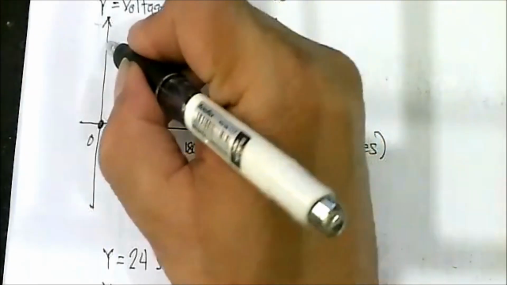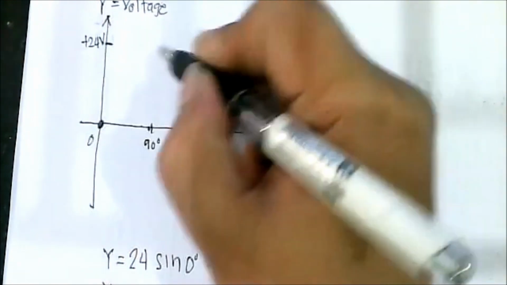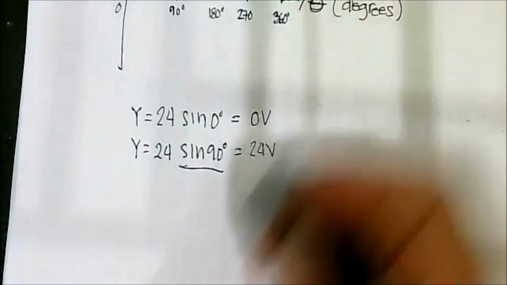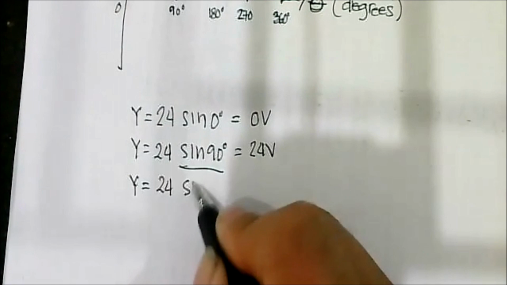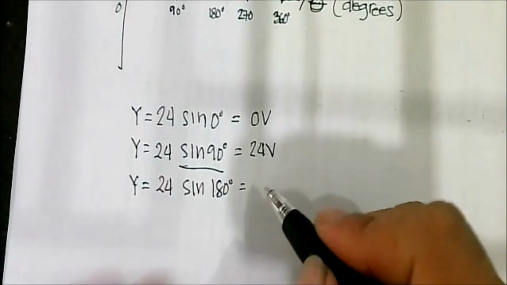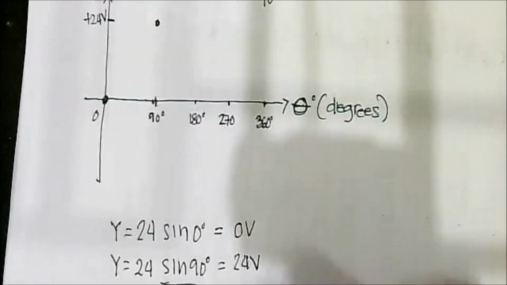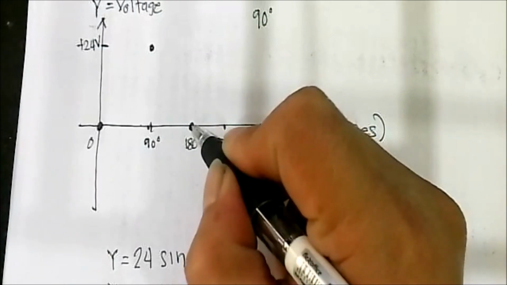So this is our positive 24 volts, 24 volts for 90 degrees. Next, y equals 24 sine 180, and sine 180 is 0 times 24, and that will be 0 volts. So therefore, this is your sine 180 times 24.